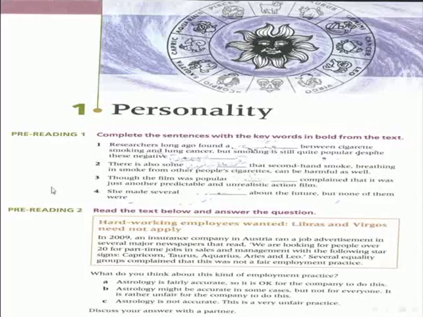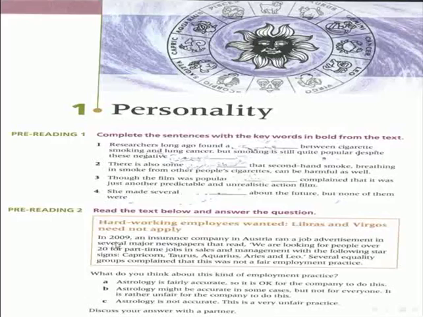Another exercise here before we read, preparing for our reading. Pre-reading number 2. Right? Read the text below here and answer the question. Now, let's read. Hard-working employees wanted. Right. Libras and Virgos need not apply.